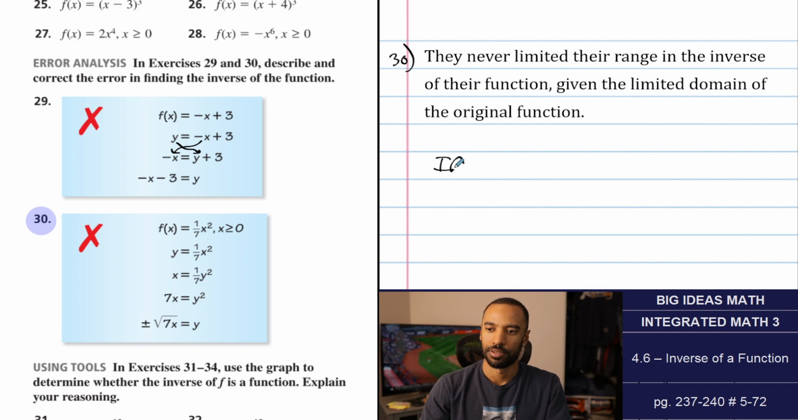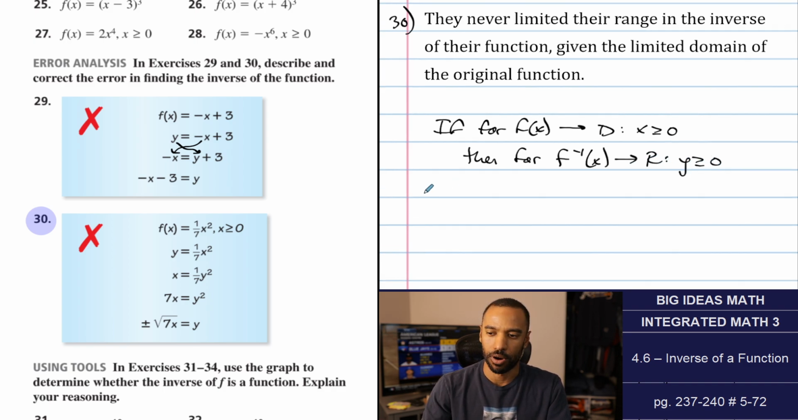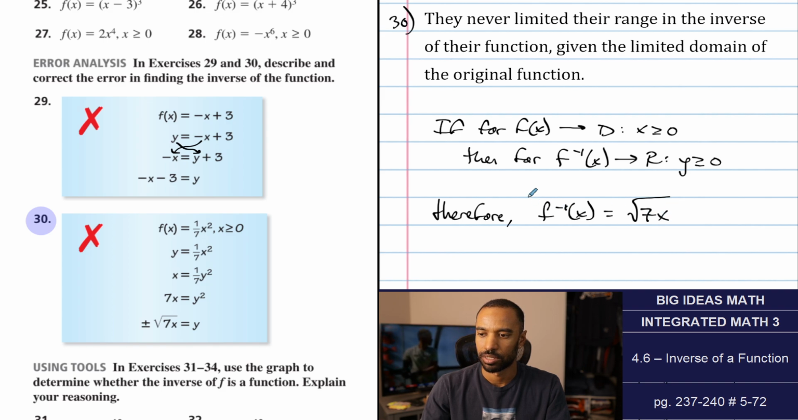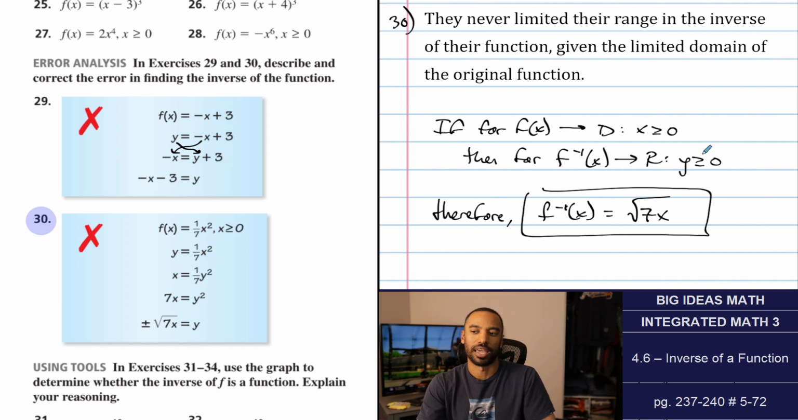I'm just going to say if for f of x, the domain is x is greater than or equal to 0, then for the inverse of f of x, the range should be y is greater than or equal to 0. Therefore, inverse of f will equal not plus or minus root 7x, but just root 7x. So just positive. Range greater than or equal to 0 means positive only, not negative.